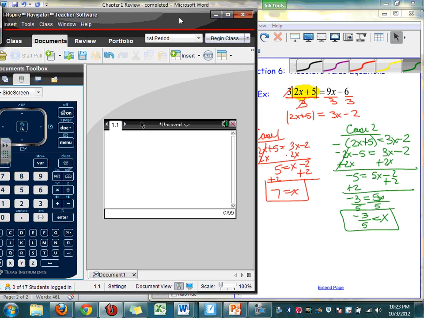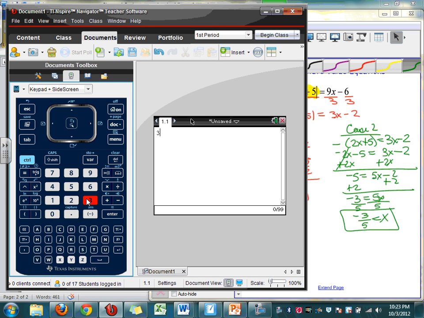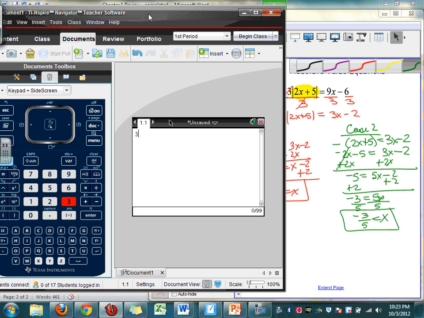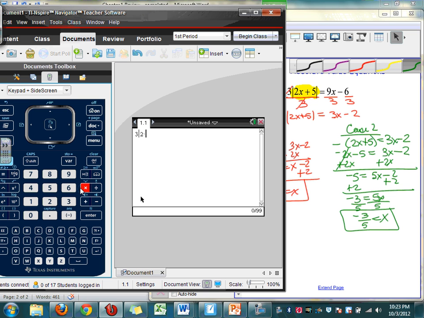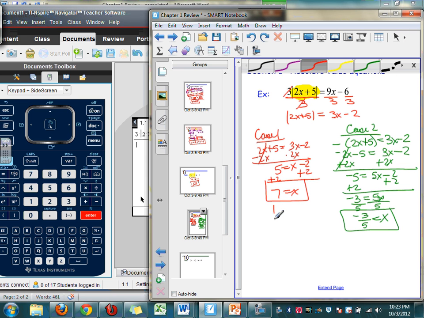My first answer was 7, so I'm going to type in 3, absolute value, hit this key right here, get my absolute value, and that was going to be 2 times 7 plus 5, arrow to the right to get out of there, is equal to 9 times 7 minus 6, and hit enter. And this is going to be a true statement, so since that's a true statement, this is going to be an answer, and we like that. So I know x equals 7 is an answer.